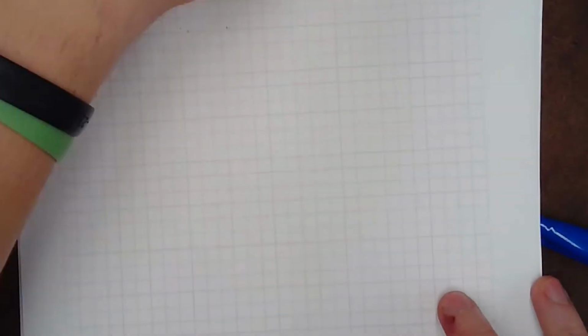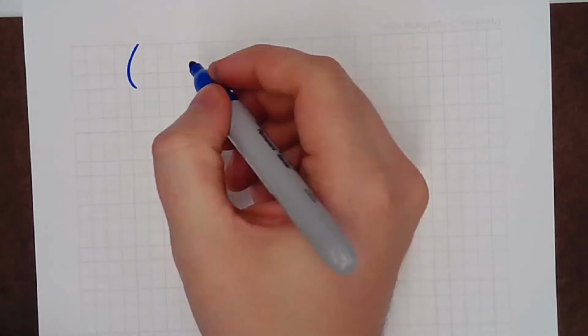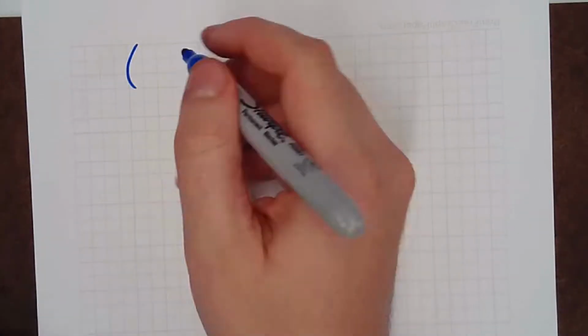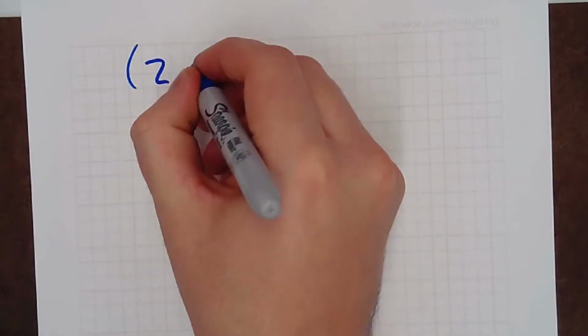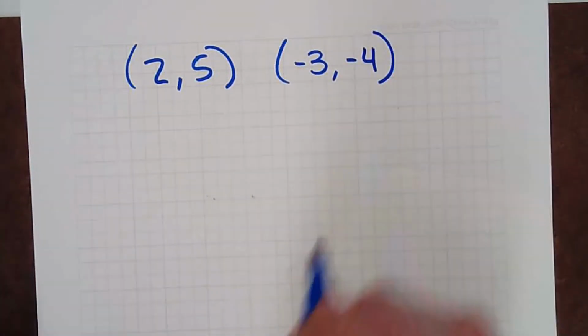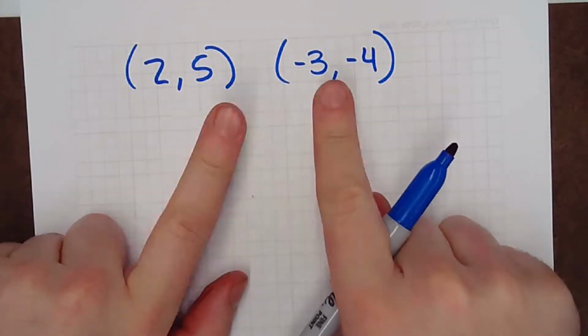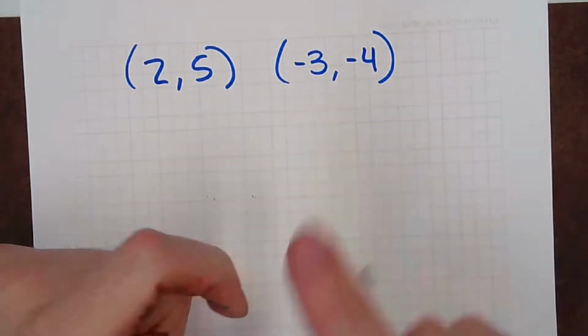So what if they want you to write this in point-slope form? They give you 2 coordinates instead of a point and a slope. They give you 2 coordinates, maybe 2, 5, and maybe -3, -4. And they say, I want to find the equation of the line that goes through both of these points, and I want you to write that in point-slope form.